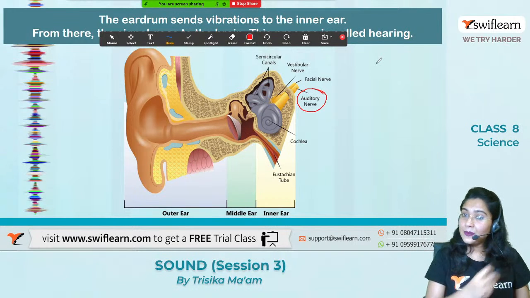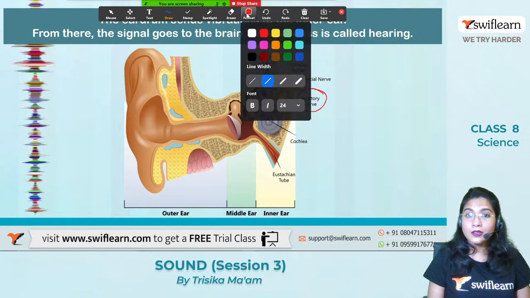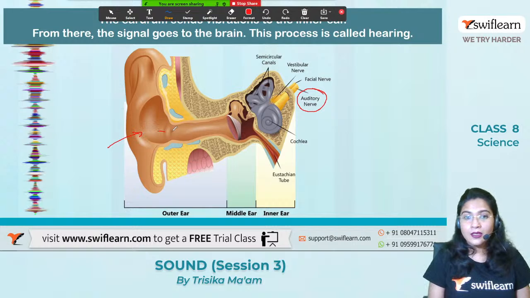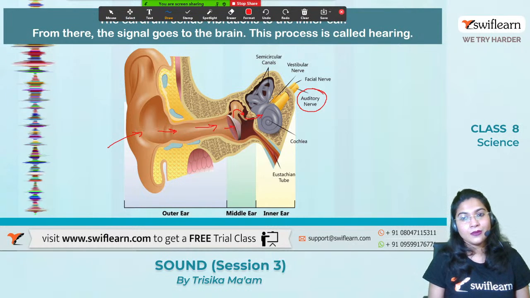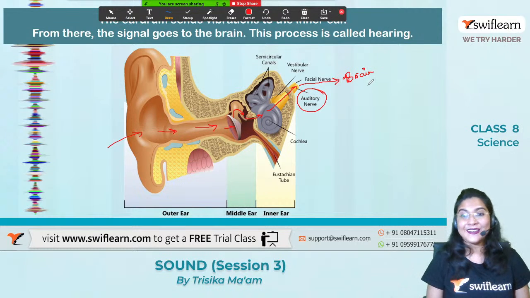So from here, let me conclude the whole thing through which the sound enters our ear. It enters through the pinna, it goes through the auditory canal, then it strikes on the eardrum. Then through the eardrum, it goes to the middle ear, and then the internal ear, and finally it moves through the auditory nerve and goes to the brain, right? Okay, and this is how we are able to hear the sound.